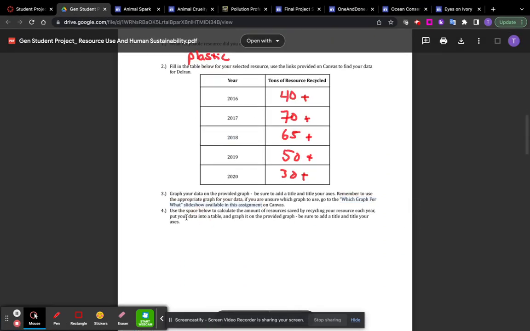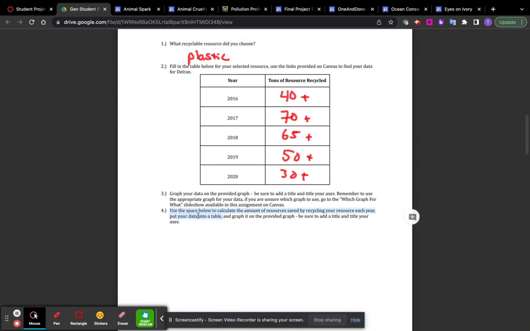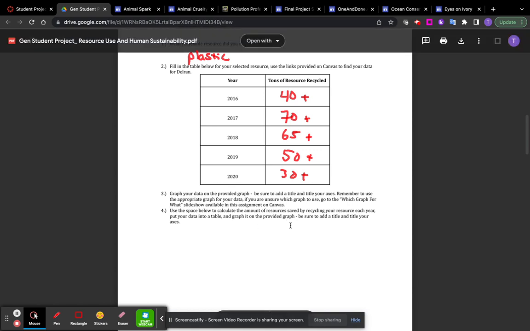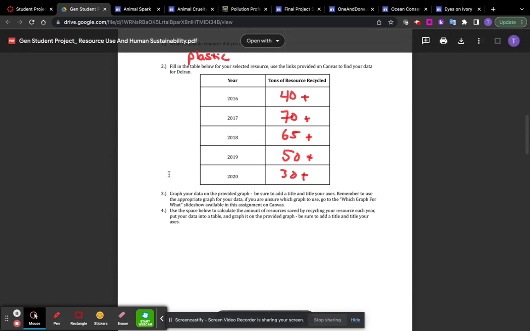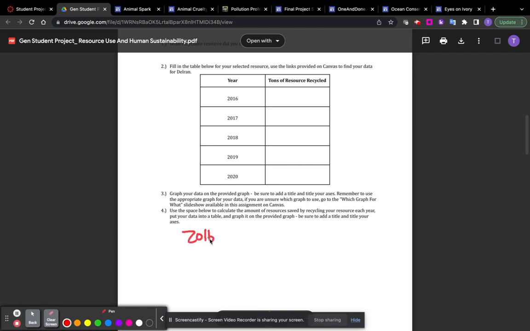Okay. Now this is going to be the hardest question probably of the whole project. Use the space below to calculate the amount of resources saved by recycling your resource each year. Then you're going to put that into a data table just like this one, and then you're going to graph that too. So what do I mean by calculate how many resources are saved? So let's just use 1 year. Let's say in 2016, they saved 40 tons of, and if I pick plastic.